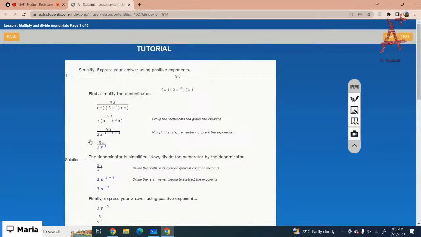Simplify, express your answer using positive exponents. Got it? So it is 9s divided by s, 3s square and s. That means s, 3s square and s are multiplying. When you multiply the variables, you have to add their powers. Here s has the powers 1, 2 and 1. When you add them, it makes 4. That means you have 9s over 3s to the 4. Got it?